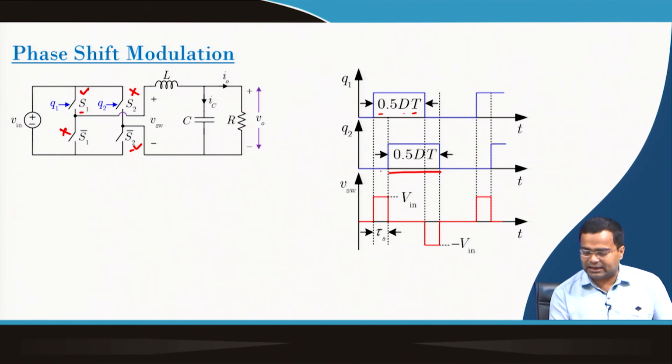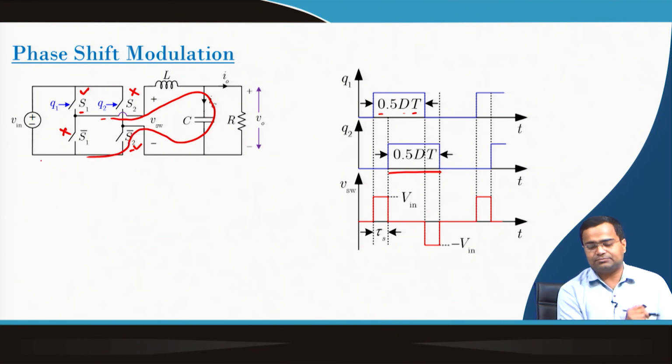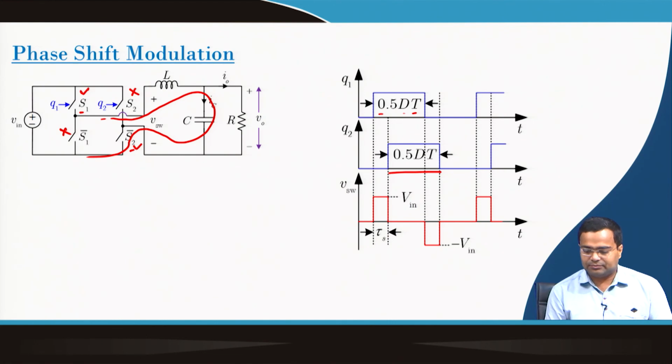In that case, if Q2 is off, what is the input voltage? That means this path will be created, it will go like this and like this. So, you can see that VSW, the switch node voltage, will be the input voltage. If both Q1 and Q2 are on, then what will happen?